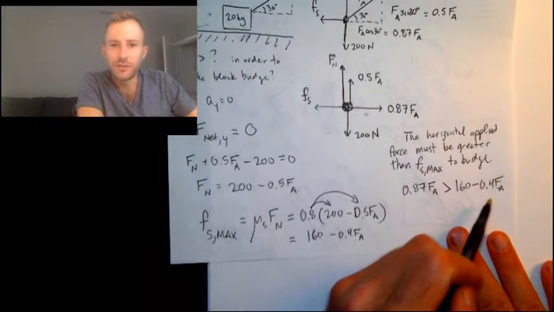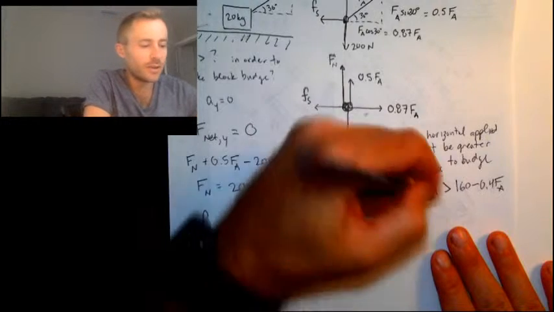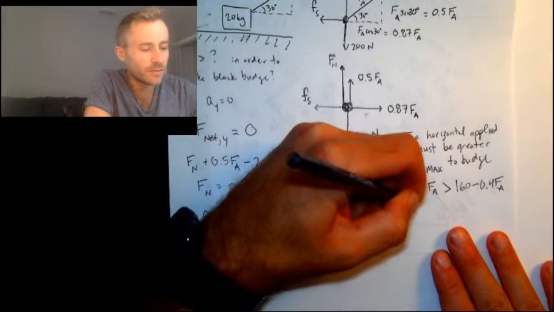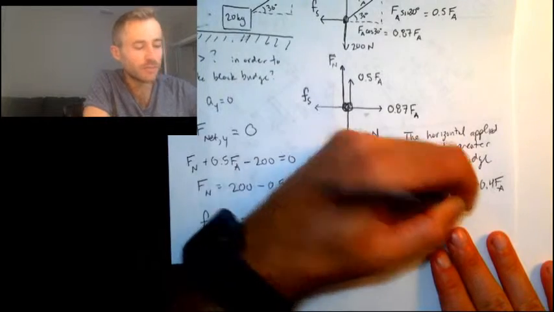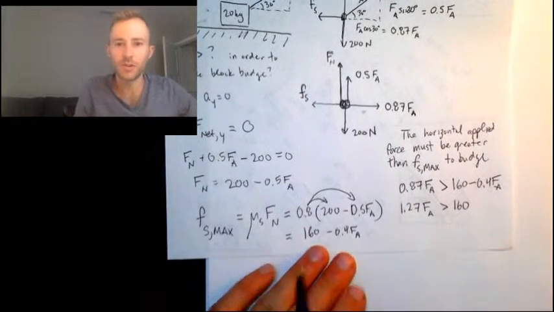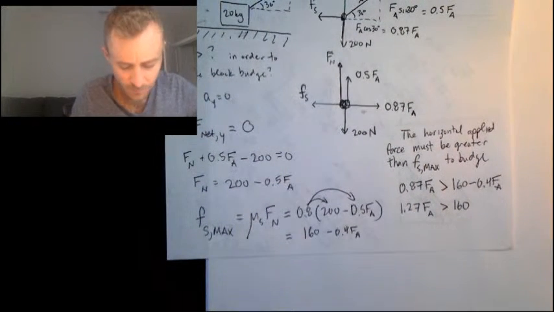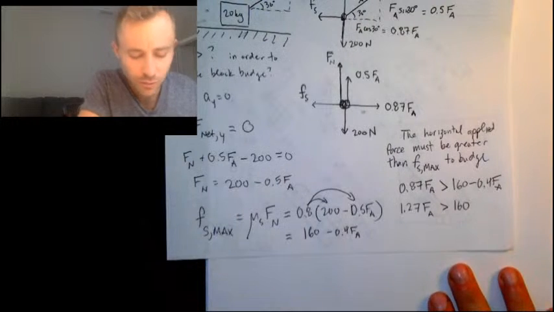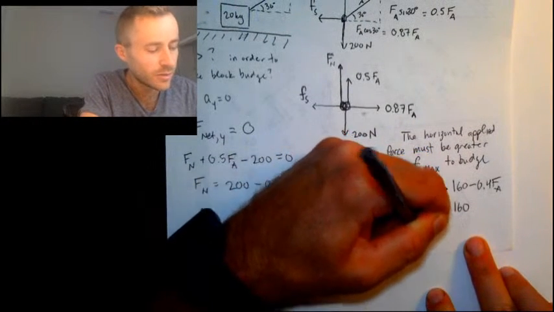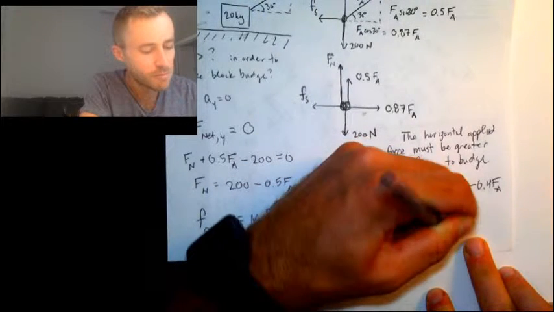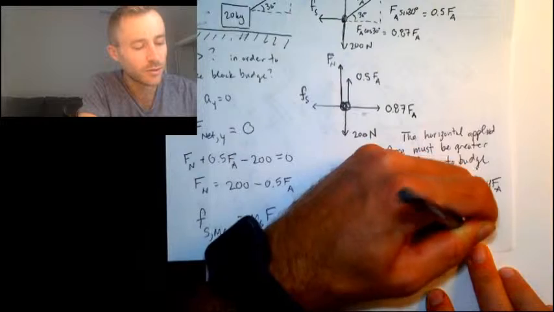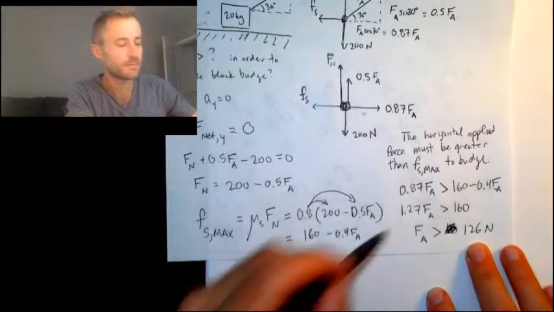So adding this over to the other side is going to give me 1.27 F sub A has to be greater than 160. Dividing both sides by 1.27 gives us 126 newtons. The applied force has to be at least 126 newtons in order to budge.